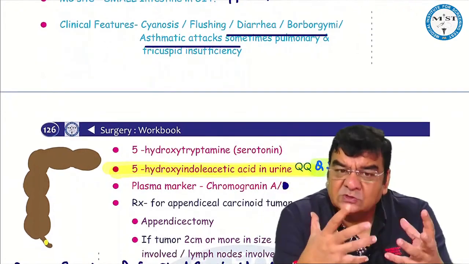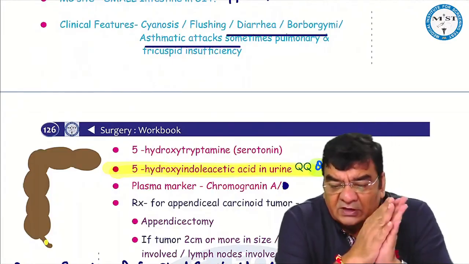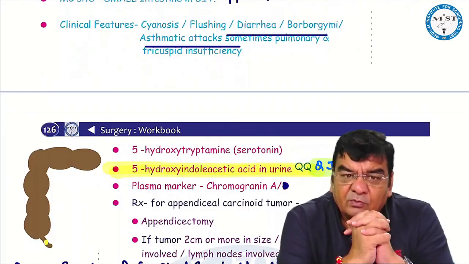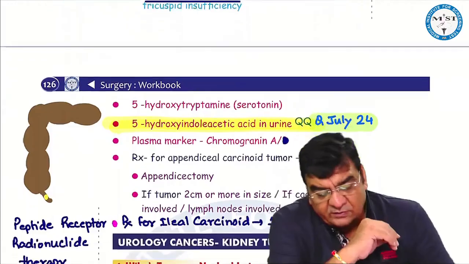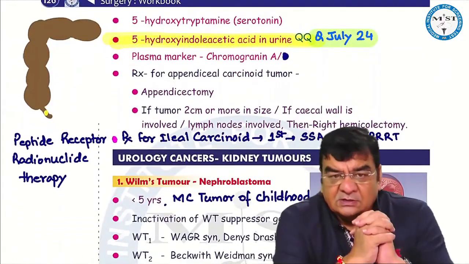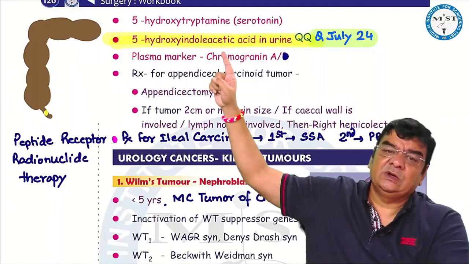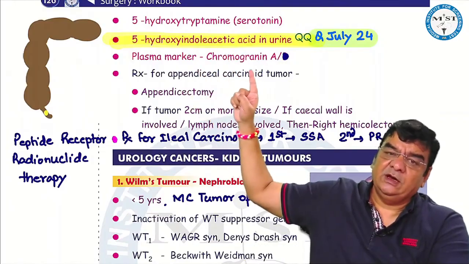Because these carcinoid neuroendocrine tumors produce substances like 5-hydroxytryptamine or serotonin, which can lead to various symptoms, maybe cyanosis, flushing, diarrhea, borborygmi, or asthmatic attacks. There would be raised levels of 5-hydroxytryptamine, that is serotonin, and we find raised levels of 5-hydroxyindoleacetic acid in urine. The plasma marker would be chromogranin A.